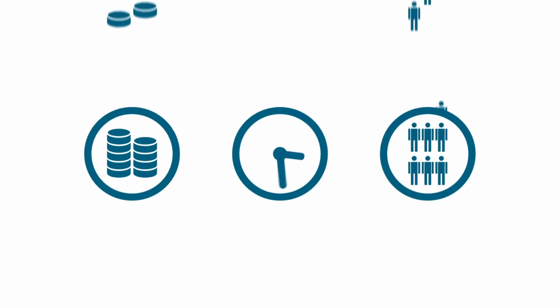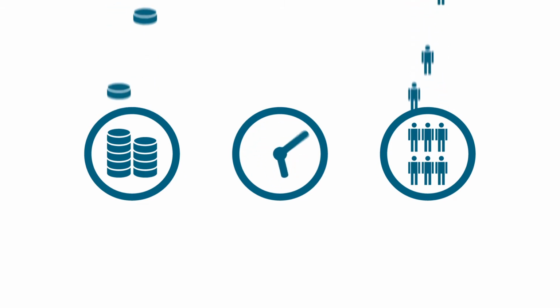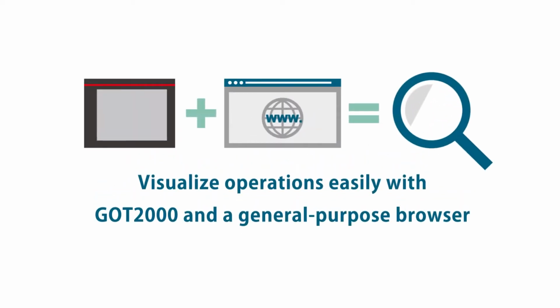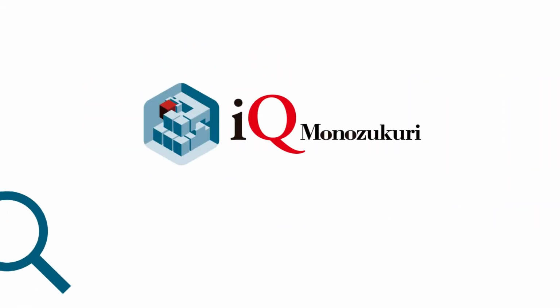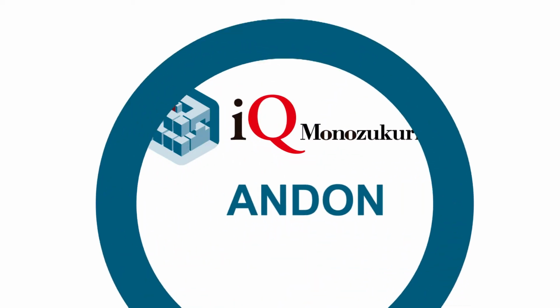While companies want to achieve visualization at their production sites, many of them give up on the idea due to the costs, time, and trouble involved. To such customers, we recommend a system that makes visualization simple with the GOT 2000 series interface and a general web browser. Mitsubishi Electric's IQ Monozukuri Andon.